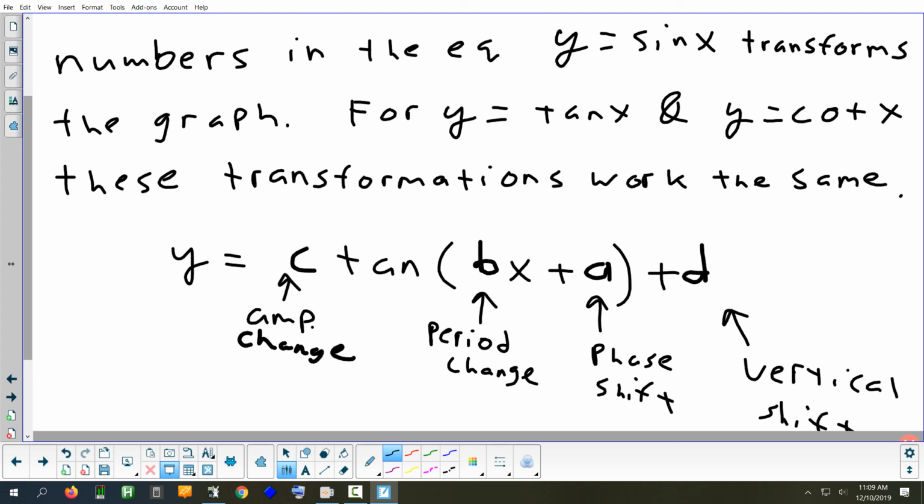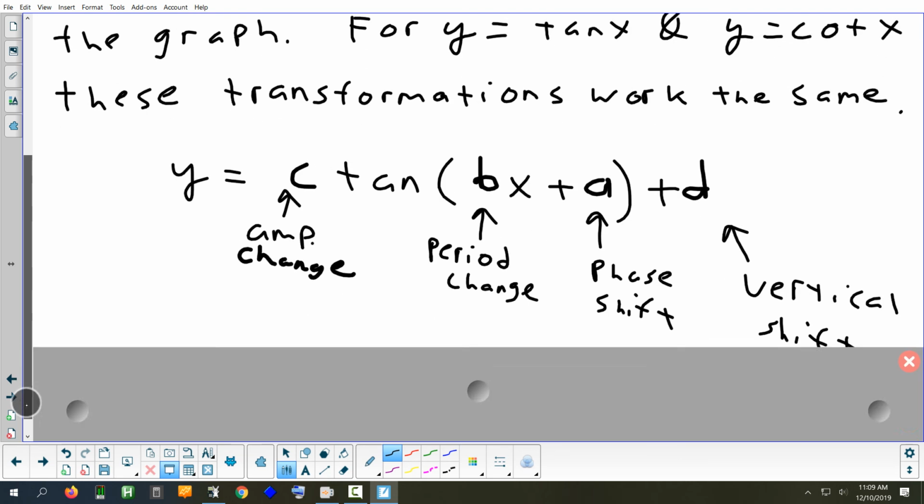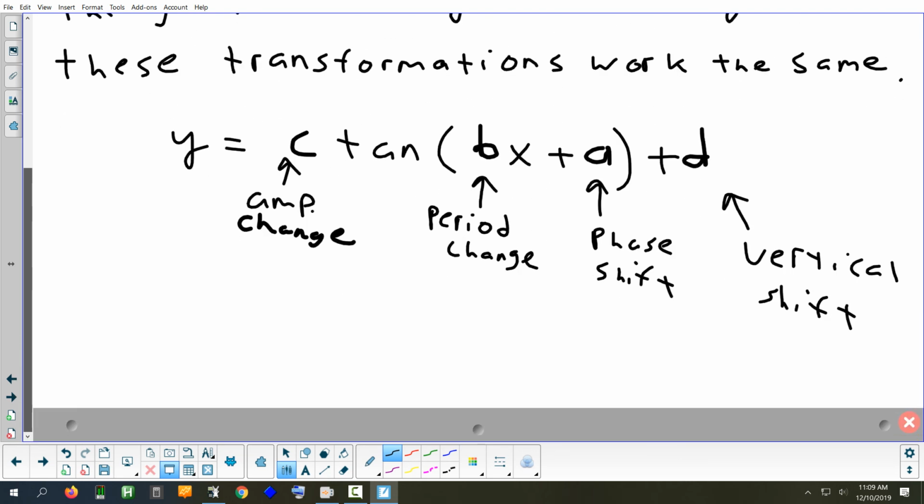What if B or C was negative? You get a reflection, you get a flip. If B is negative, it's a horizontal flip. If C is negative, vertical flip. Okay, so any questions on what the different letters would do for the transformations. It's the same for cotangent. So I didn't write it again for cotangent. It's exactly the same.